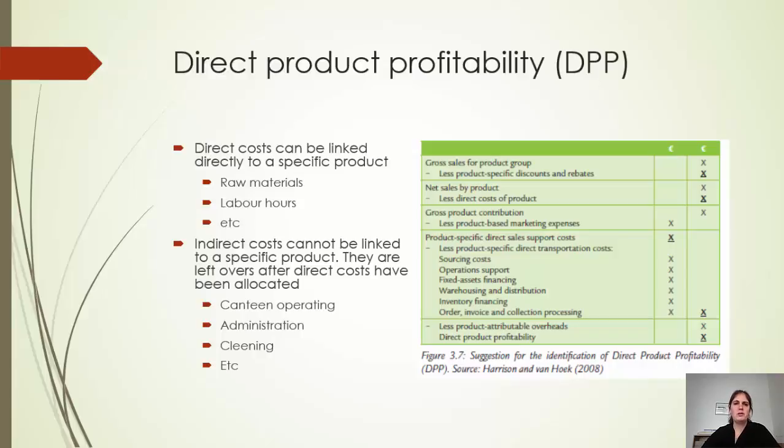Talking about the costs, we talk about direct and indirect costs. Direct cost can be linked directly to a specific product. This could be the raw materials, it could be labor hours, where indirect costs are all the other costs we have of the company. It cannot be linked to one specific product. This could be administration, cleaning, or the canteen operating.